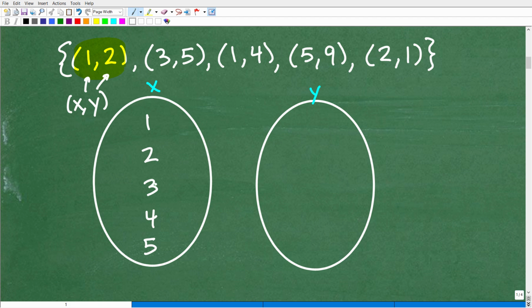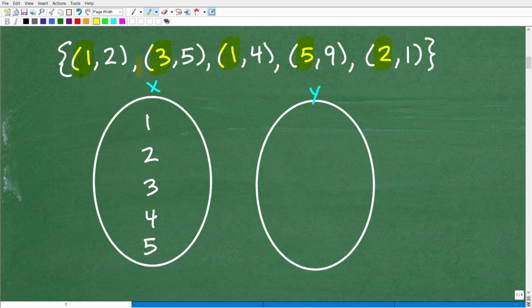We're going to put all our x's in this first ellipse, these values right here. These are all of our x's. Then we're going to put all of our respective y's in this little ellipse right here. I'm going to show you how this works if you're not familiar with a mapping diagram. This is really, really important. You can see I have this already started. Let's take a look at all of our x coordinates: we have 1, we have 3, we have 1 again, we have 5, and we have 2.